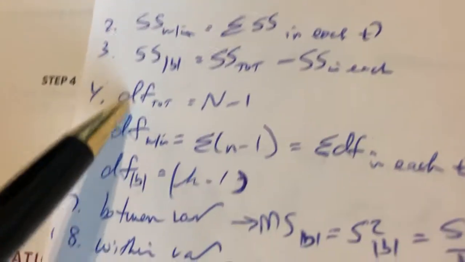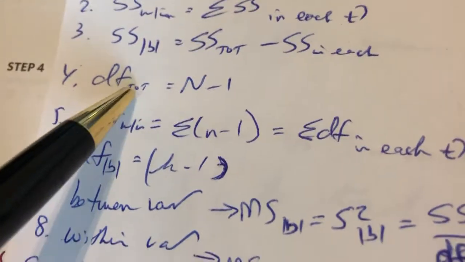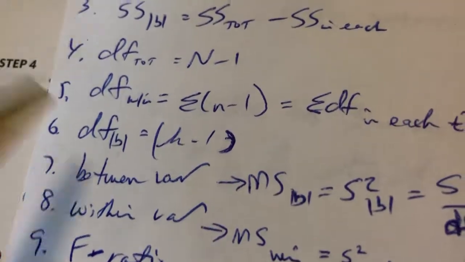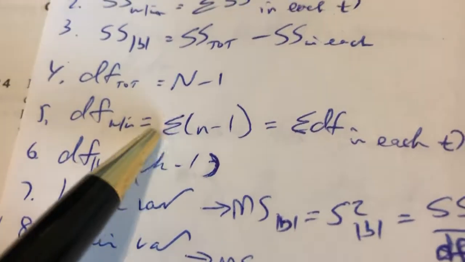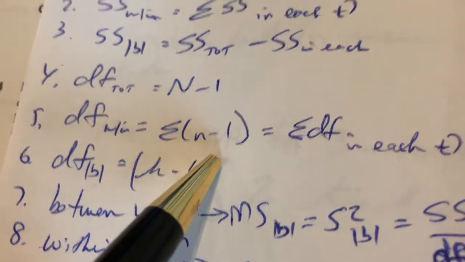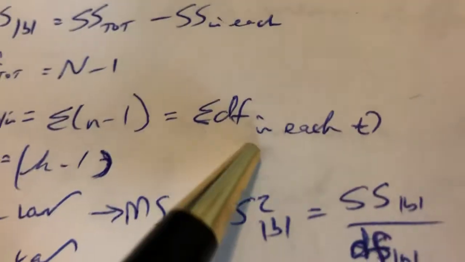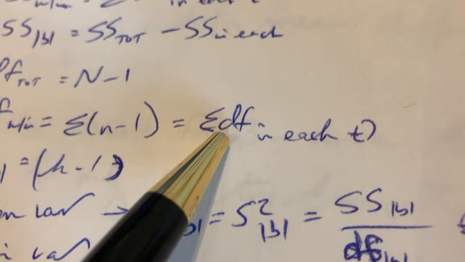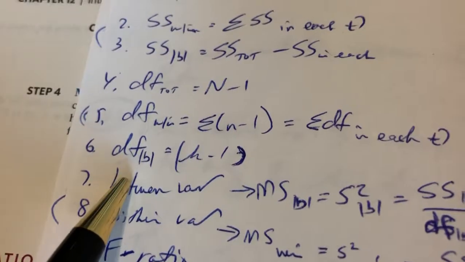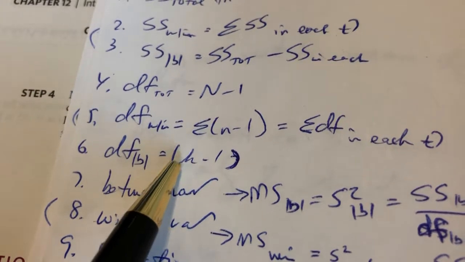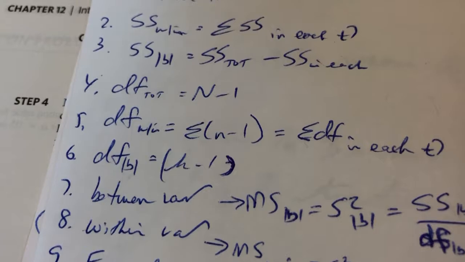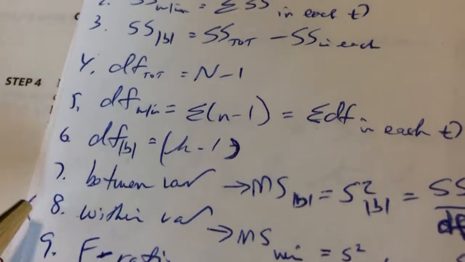And then you get your degrees of freedom. The total degrees of freedom is your total number of N's minus 1. Degrees of freedom within is your summation of your little n minus 1 for each treatment, right here. The sum of degrees of freedom in each treatment. And then degrees of freedom between is just the number of treatments you have minus 1. In this case, we have 3 treatments, so 2 would be the answer for problem 4.